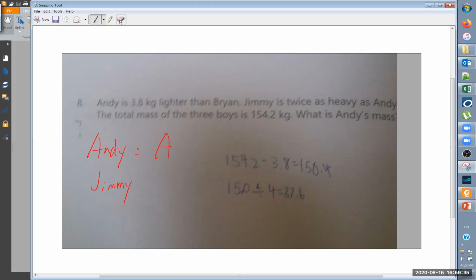Can you see? Let me use a different color, make it easier for you. Okay, so let's say I don't know, let's say Andy's weight is 80 kilogram. So Jimmy's will be how much? Jimmy is 160. Just now what you say? 80 times 2. Okay, good.